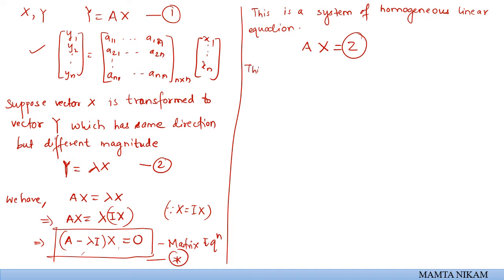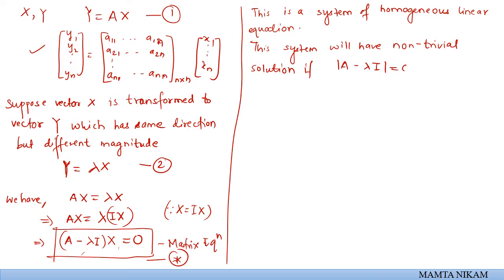And this system will have a non-trivial solution when the determinant of the matrix will be 0. As we have discussed the conditions in the last lecture or last video, a system of homogeneous equations has a non-trivial solution if the determinant is equal to 0. So similarly, this equation star, this homogeneous system, will have a non-trivial solution if the determinant of A minus lambda I is equal to 0.